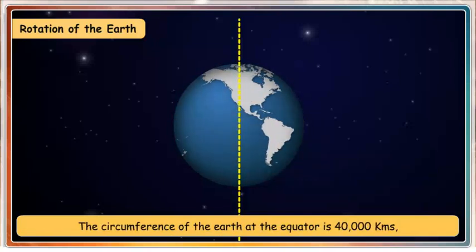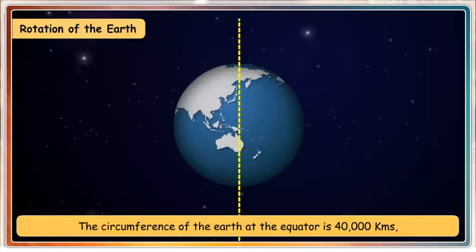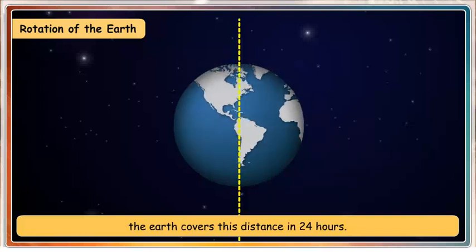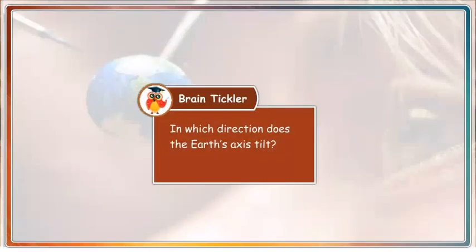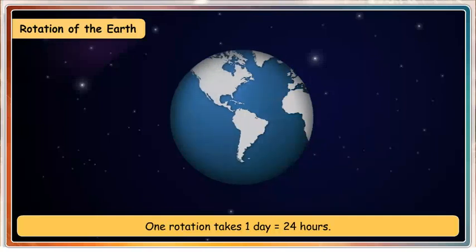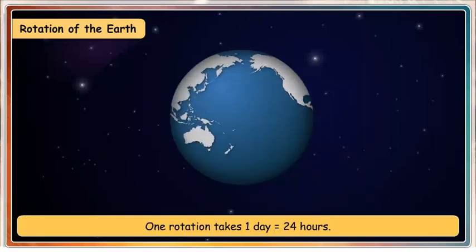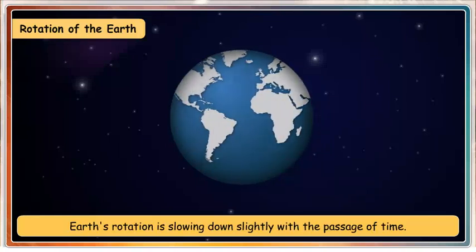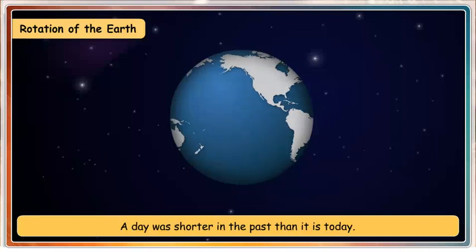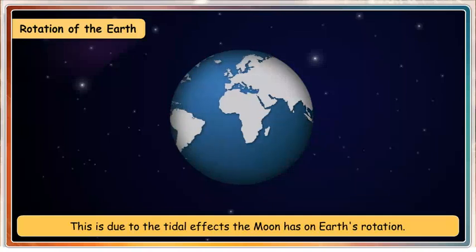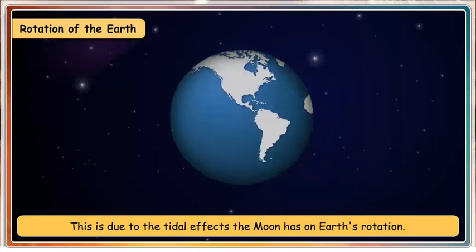The circumference of the Earth at the equator is nearly 40,000 kilometers. The Earth covers this distance in 24 hours. Brain tickler: In which direction does the Earth's axis tilt? One rotation takes 1 day, which equals 24 hours. Earth's rotation is slowing down slightly with the passage of time. A day was shorter in the past than it is today. This is due to the tidal effect the Moon has on Earth's rotation.